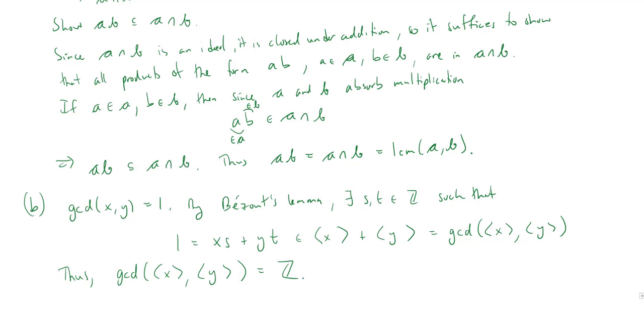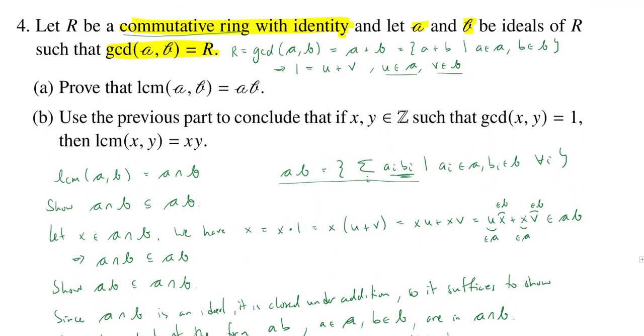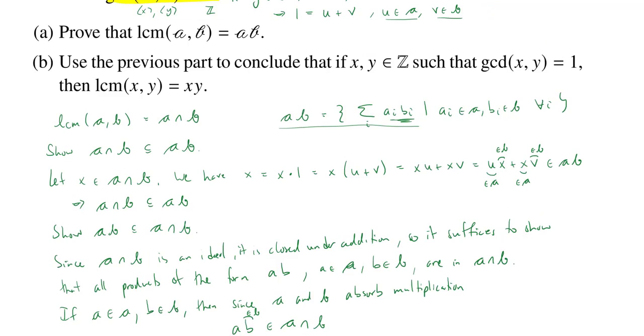Okay, well, we go back up to our statement. That was the big assumption, right? We have two ideals. In this case, we're looking at the ideal generated by x and the ideal generated by y. And the GCD of those two ideals is equal to our ring, which in this case is the ring of integers. Z, of course, is a commutative ring with an identity. And so we conclude that the least common multiple of these two ideals is equal to their product.